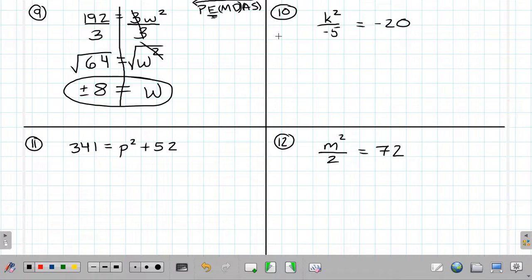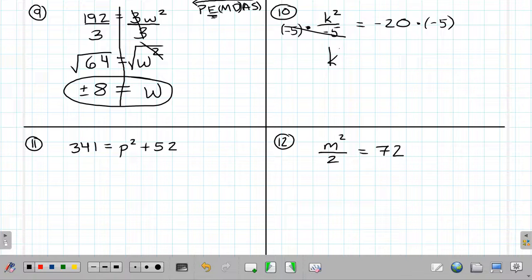Number 10, just the opposite of number 9. You have k squared, then you're dividing by -5. Once again, exponent comes before division, and that's equal to -20. If we're going backwards, the first step is we need to multiply by -5 first, because if you're working backwards, multiplication comes before exponents.